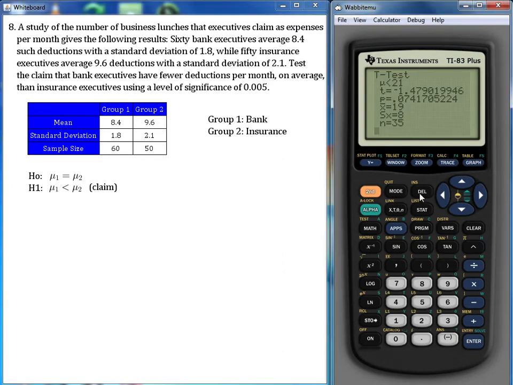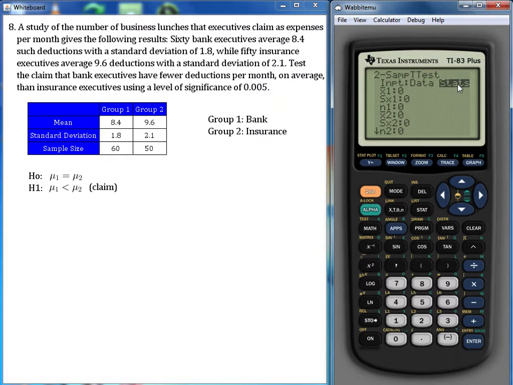And again, that's where the calculator comes in. So under my tests menu, I need to decide on which one I'm going to use. Now I have two samples that I'm comparing. So it's either going to be 2 sample Z or 2 sample T, because we didn't do a 2 sample proportions test. In this case, it's going to be 2 sample T.